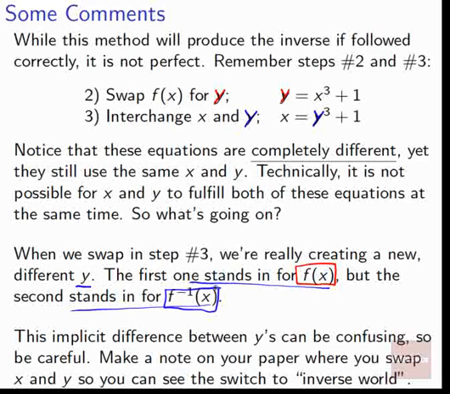This implicit difference between y's can be confusing, so be careful. I'd recommend make a note on your paper. Make a note when you're working that says where you swap. So use a note to see that swap of x and y so that you can see the switch over to this inverse world where you're now in inverse world and you can solve for an answer. This is a bit confusing.